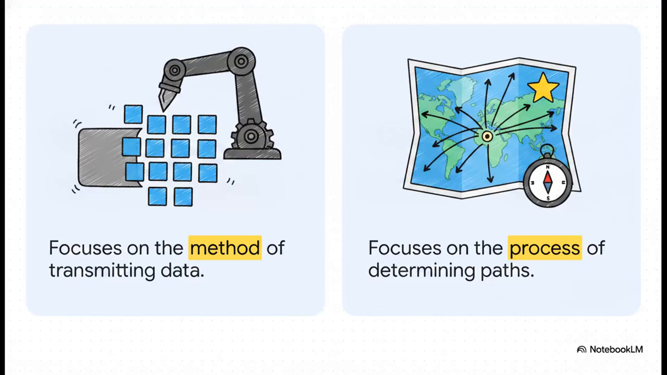Listen, if you take away anything from this explainer, let it be this fundamental distinction. We are looking at a method versus a process. Packet switching is the physical method. It's the technique of transmitting data by breaking it into manageable pieces. Routing is the logical process. It's the decision-making system determining the ultimate path for those pieces to reach their home.